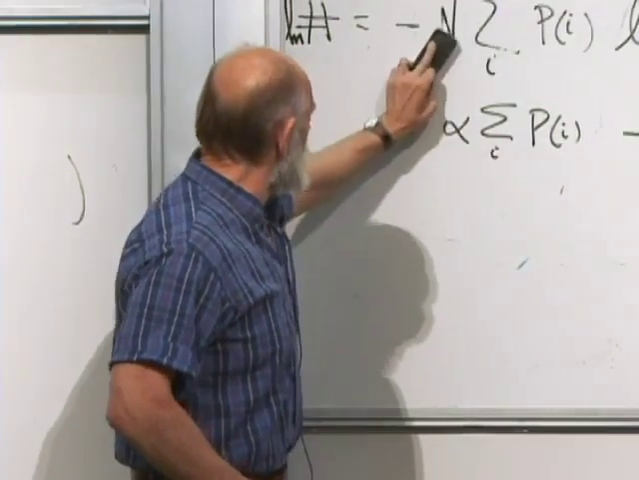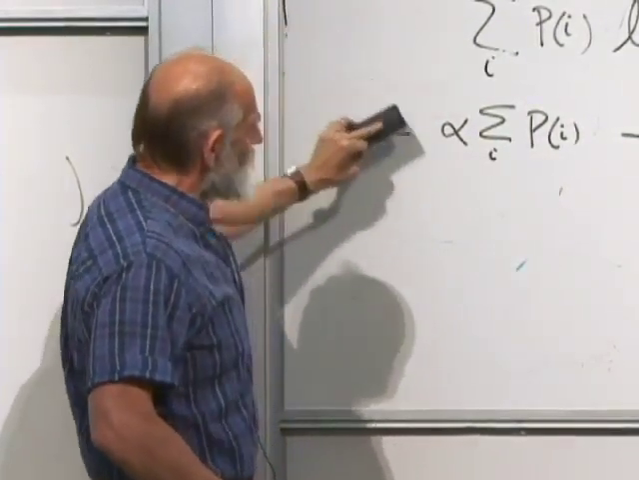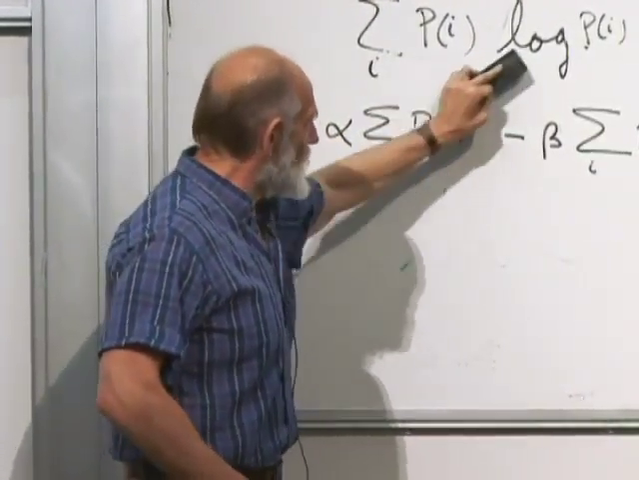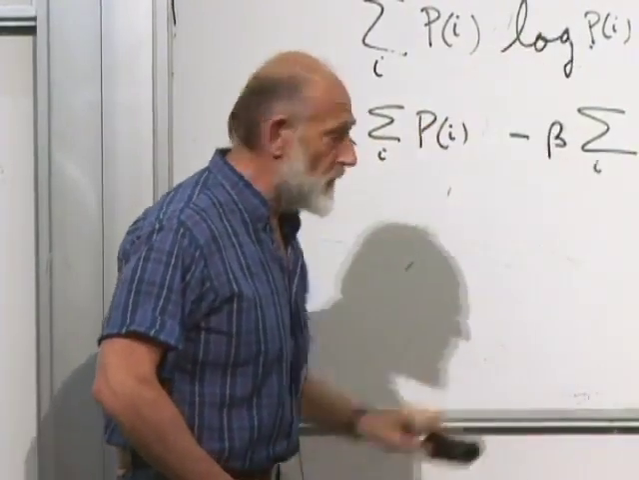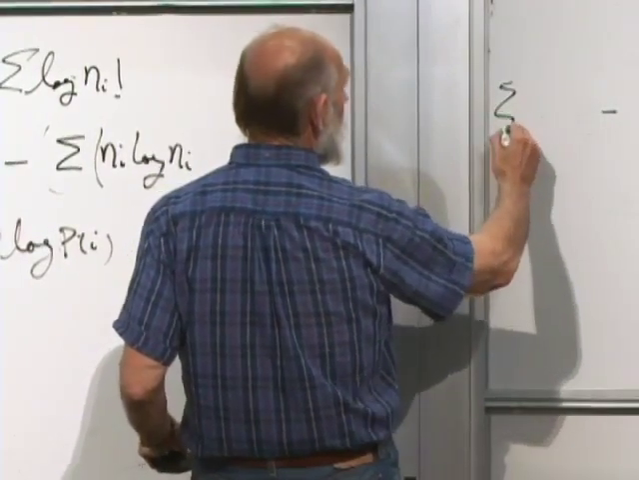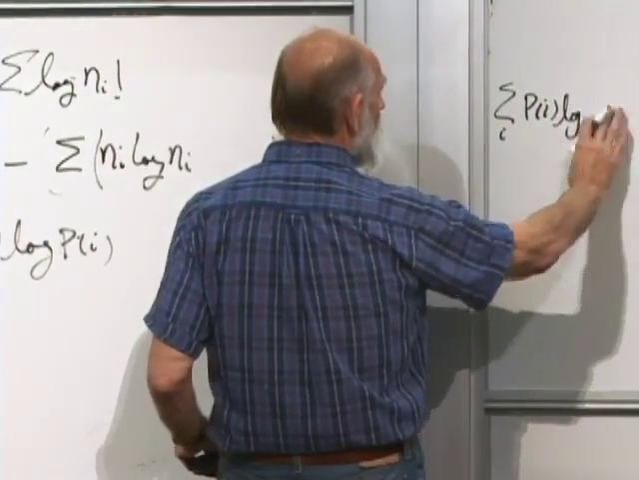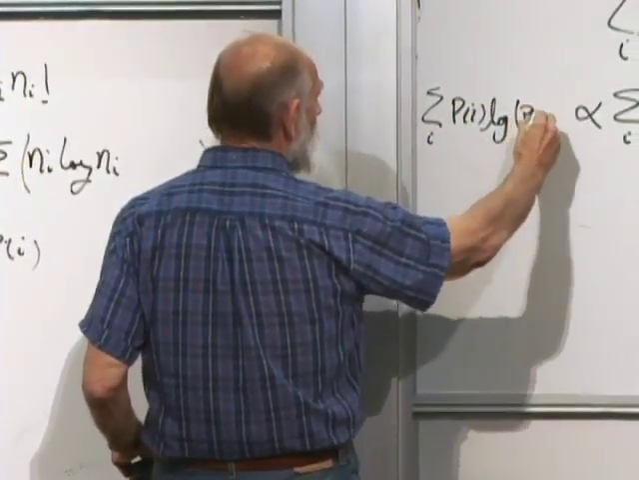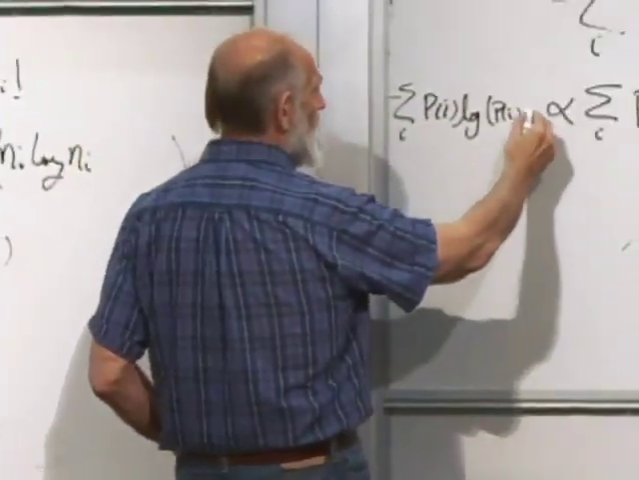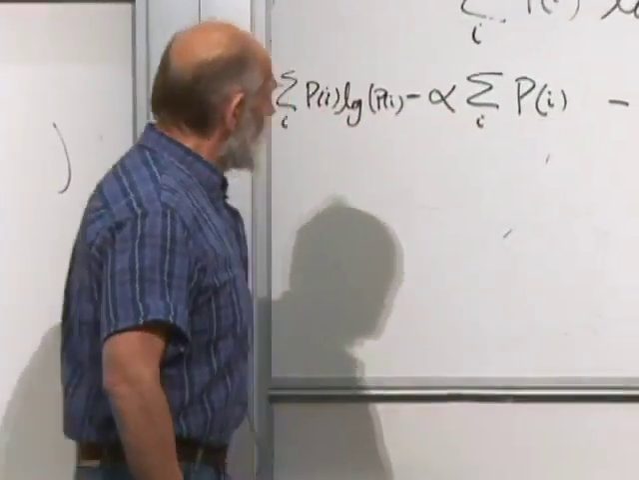We want to maximize this thing right here, subject to the constraints that the sum of the p's is 1, and the sum of the e times p's is equal to e. So we have the sum over i of p of i log p of i with a minus sign, plus. No, minus. I think I chose the Lagrange multiplier to be minus here.